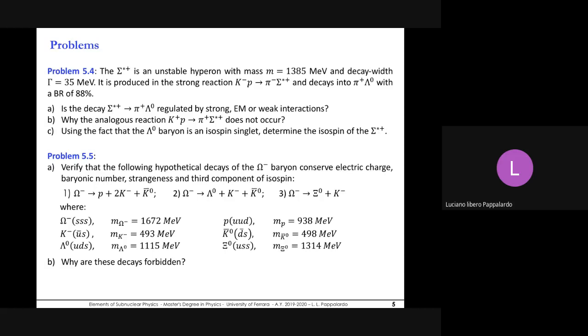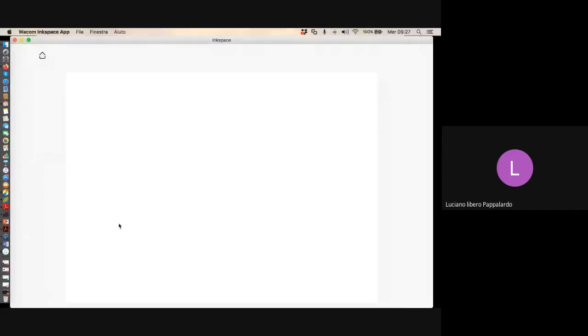So let's first solve the first part of the problem. Let's move back to the board. Okay, so this is page 2.